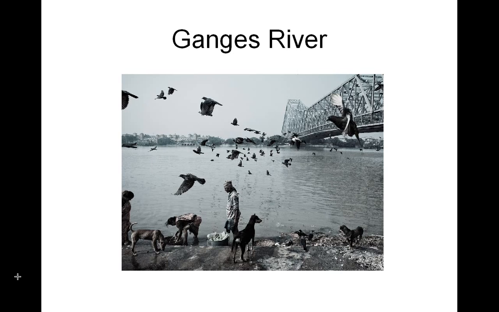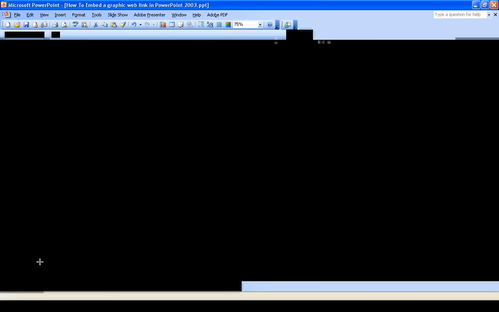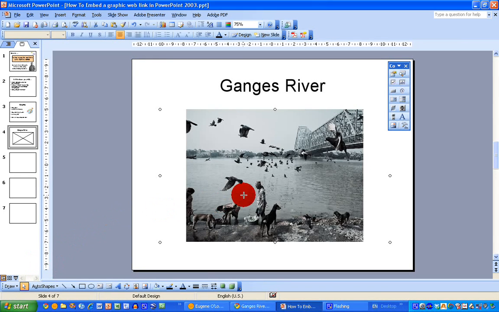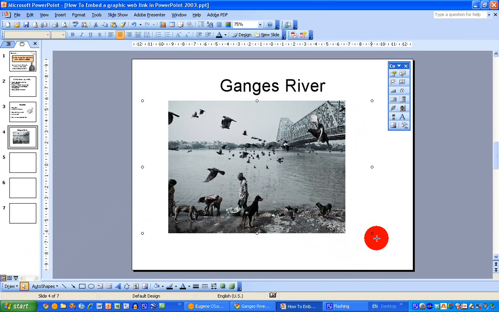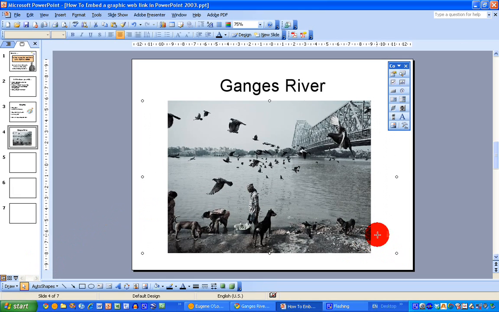So I can modify this, I can move my image around, and I can resize it. Whatever it is that I want to do with my image, I can make changes to this as an object in my PowerPoint presentation. I can, of course, in other slides add or embed other graphics from websites to enhance my presentation. So that's how you embed a graphic as a web link in a PowerPoint presentation. This is PowerPoint version 2003. I hope you enjoyed this video, and thank you for your attention.